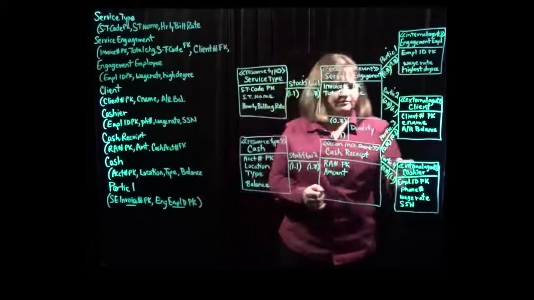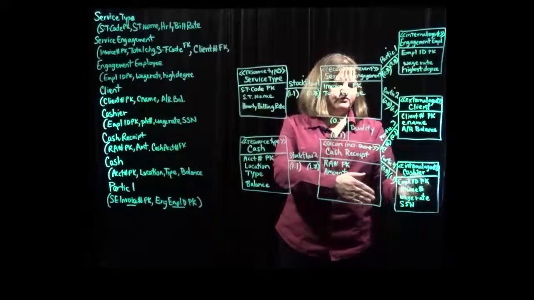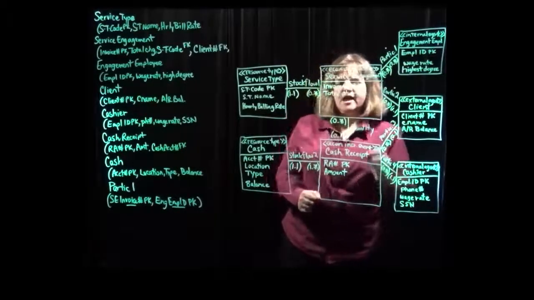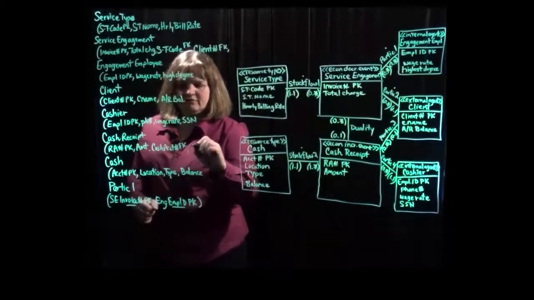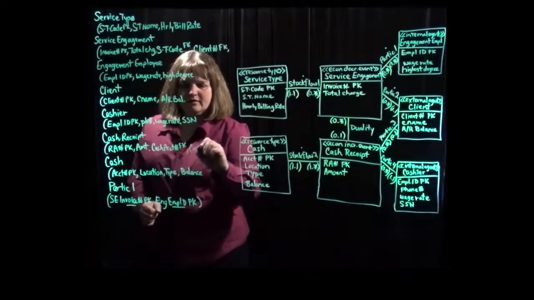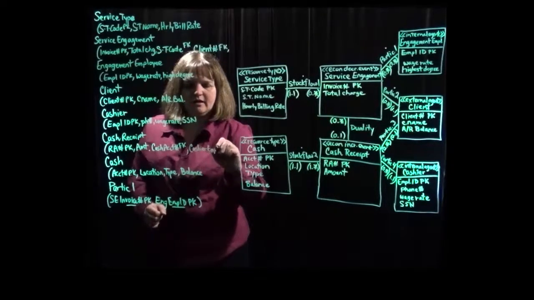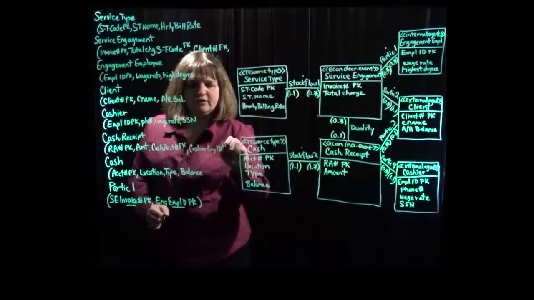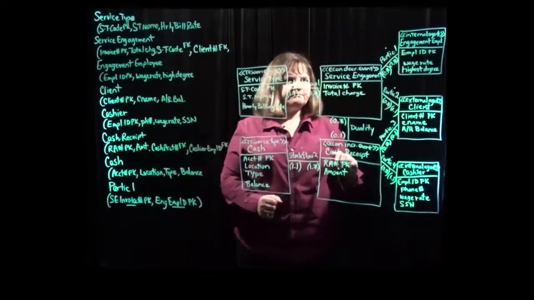Then we'll go down to participation 4, because that one also has a 1-1, and that means we can post the cashier employee ID into the cash receipt table. And so we go down here and we put in cashier employee ID as a foreign key, and that will take care of that association.